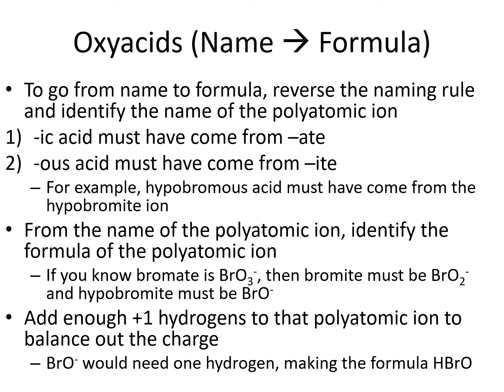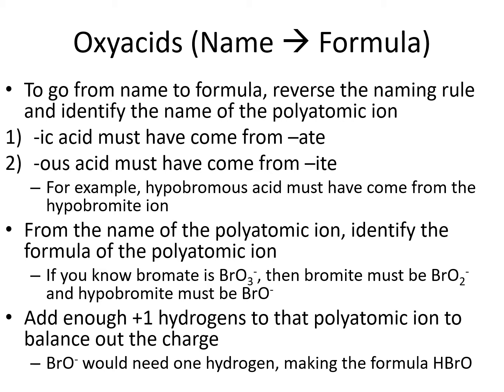To go from the name to the formula, we reverse our naming rules. If the acid ends in ic acid, the polyatomic ion it contains must end in ate. If the acid ends in us acid, the polyatomic ion it contains must end in ite. For example, if we are given the name hypobromous acid, it must have hydrogens plus the hypobromite ion.